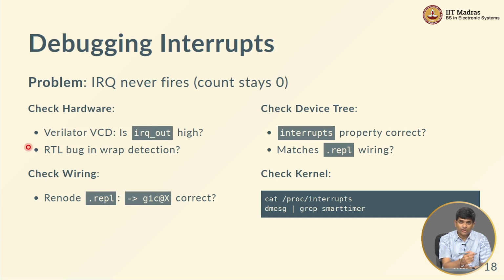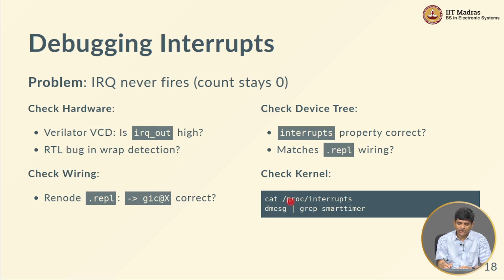So checking the hardware is one of the most basic things that you need to do. The next would be to check the wiring itself, because after all in Renode we need to make sure that our REPL platform, right, is correctly specified and the value at which we are trying to connect to the GIC is specified correctly. We need to make sure that our device tree has been properly specified and matches what is there in Renode, or appropriately what is there in our actual hardware. The interrupts are wired properly, and these two, what is there in Renode and what is there in the device tree, actually match with each other, right.